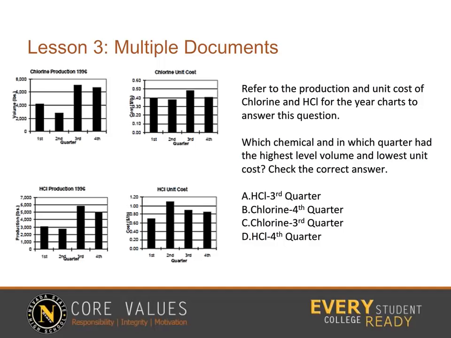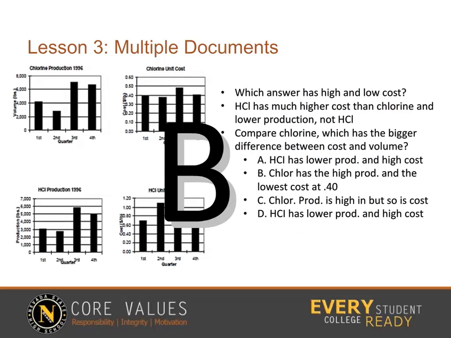Now let's try this question. Take a moment, read the question, and answer it using all of the strategies that were given to you. Remember again, read the question carefully and make sure you understand all of the information you're looking for. Click to the next slide when you feel you have the correct answer. This question is asking for the chemical and quarter that has the largest difference between production volume and cost, where cost is the lowest variable. Let's see if your answer is correct.